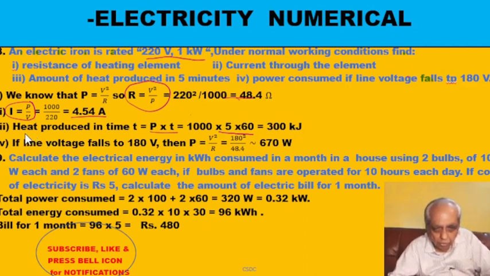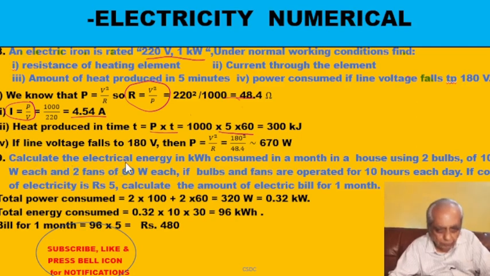Then the fourth part is power consumed if the line voltage falls to 180 volt. We know power is V square upon R. So power is 180 square upon R. R would remain the same, which we have calculated here. So I'll get the value of power when the voltage falls. So if you know the formulas thoroughly and have practice in using them, you can do the numericals.